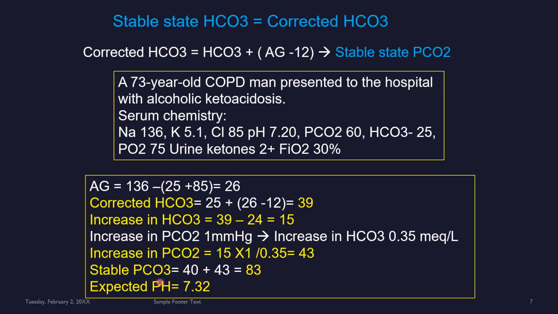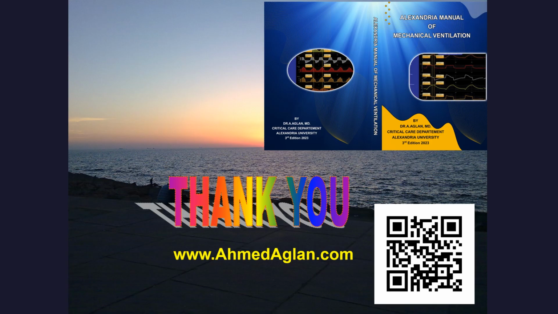If we want to be sure that these are the values, the effect of this on the pH will give you the expected pH of this case in this stable state, which will be 7.32. So in ventilating the patient, I have to come back to the stable state of partial pressure of carbon dioxide, which goes with the effective tidal volume, and in this case you can wean the patient easily. Thank you.